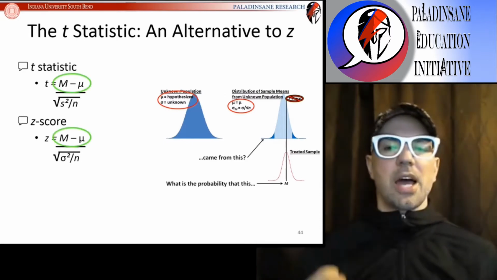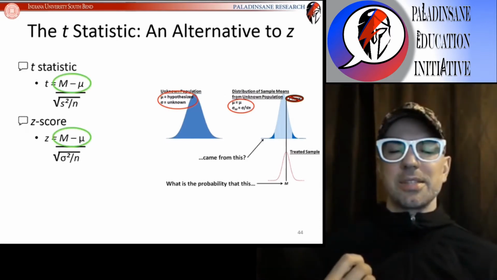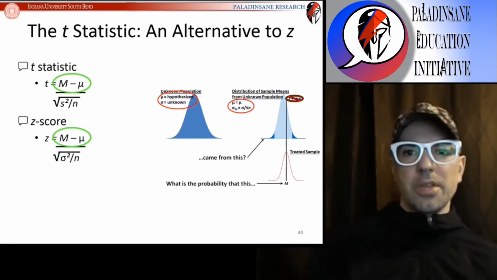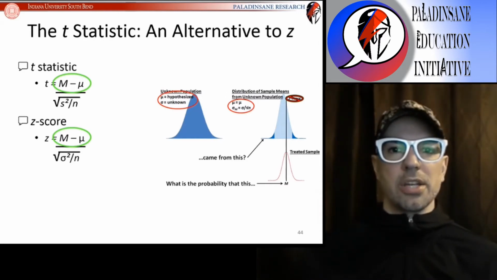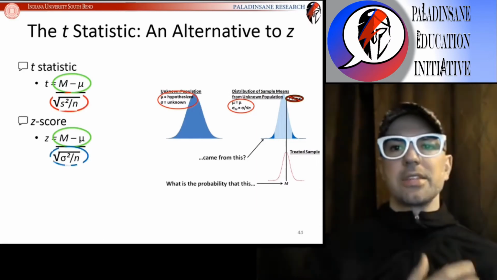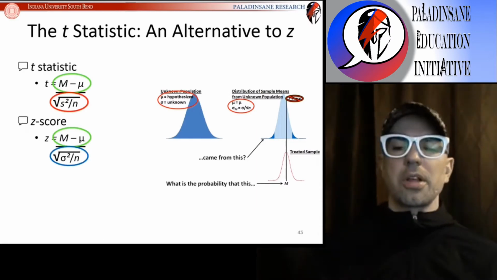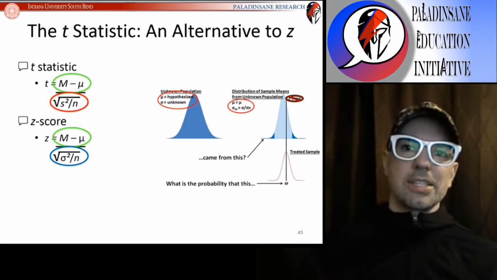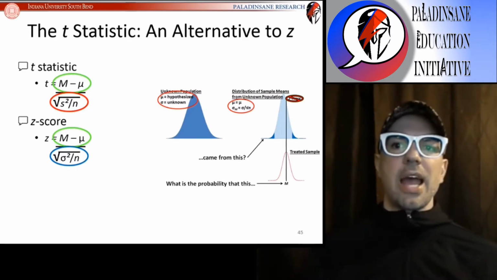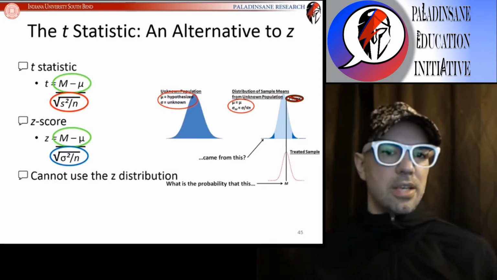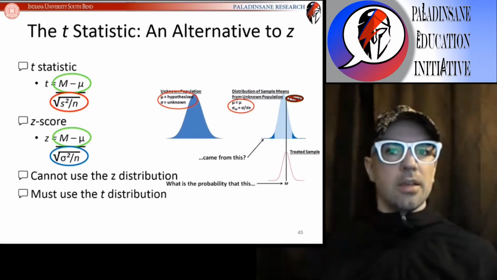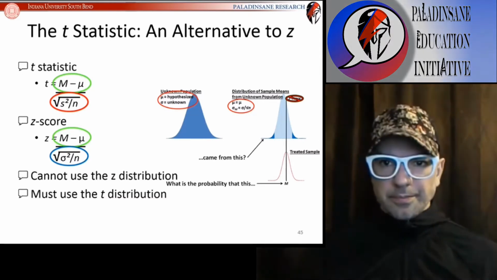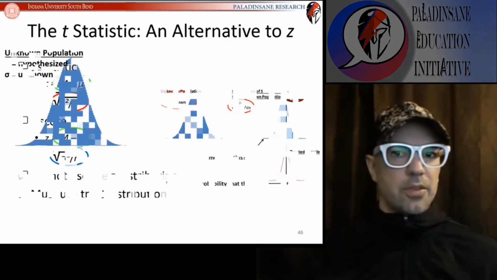You can take a look at the top. It's exactly the same. It's the deviation between the sample mean and the comparison distribution's population mean, and that is divided by the standard deviation of your comparison distribution. So it's exactly the same. It's just that now we cannot use the Z distribution. We have to use that T distribution. All right, so we have those changes.